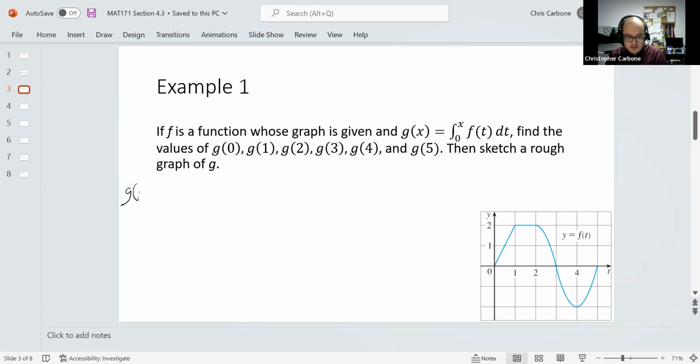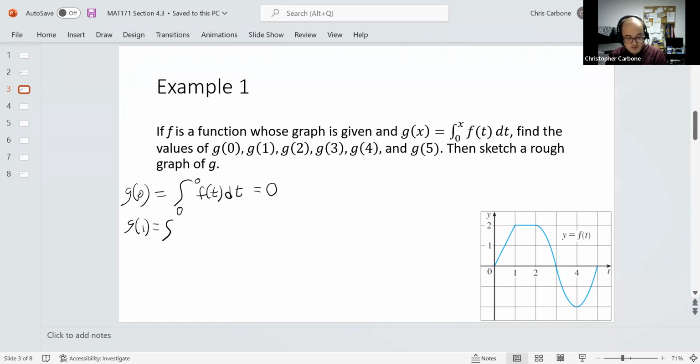So g of 0, at this particular beginning point on the graph, would just be the integral from 0 to 0 of f of t dt. And one of the properties of integration is that's just 0. So 0.